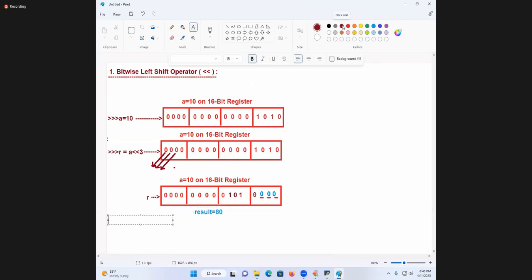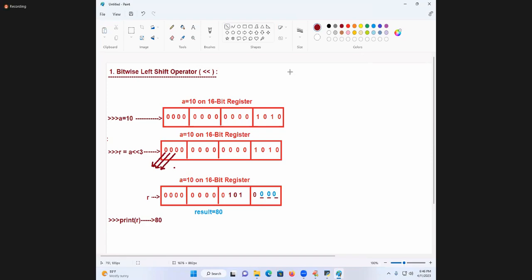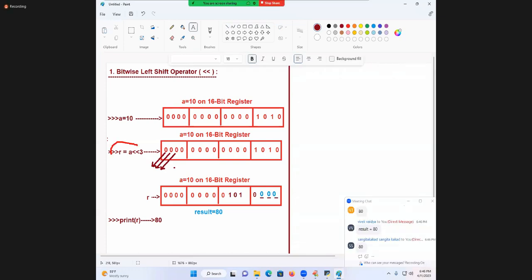I'll print here. What is this now? Print of R. What is the value printed? 80. Now ultimately I am going to conclude my sentences. I am going to say, what is this now? 80 is the result. Now, from an interview point of view, in a face-to-face round, how will this work out?